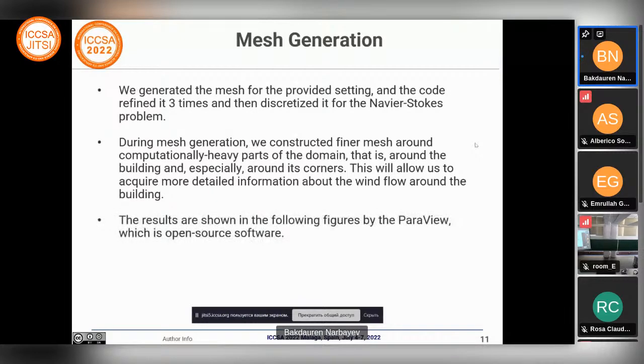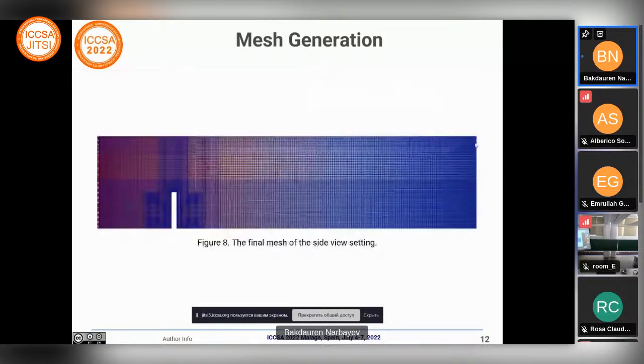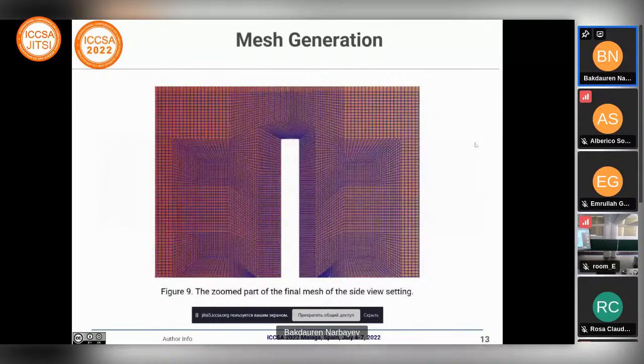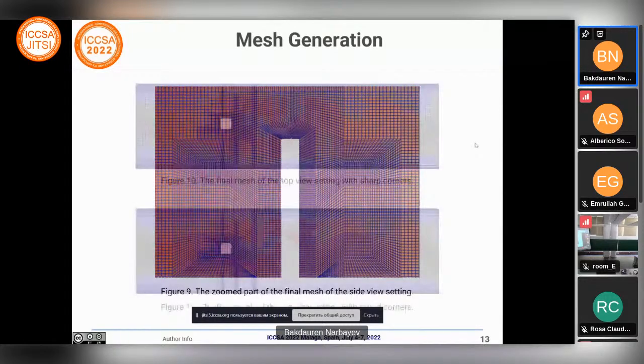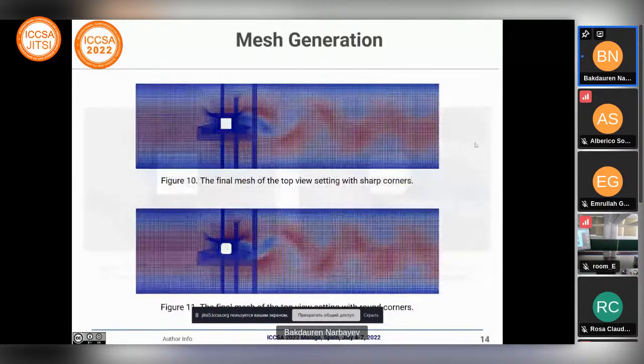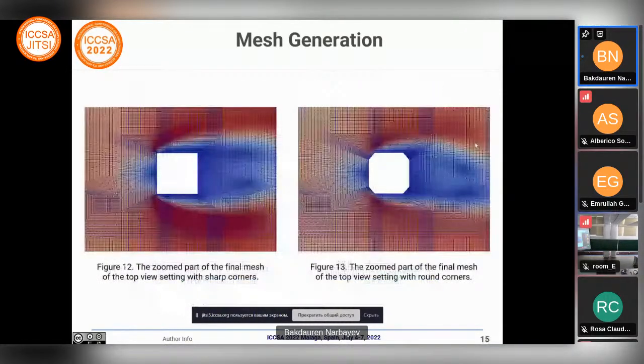So the results are here. Here is the final mesh of the side view setting. If we zoom out a little bit, we can see the mesh around the building itself. We used finer mesh around the building and especially its corners. Now these are the final meshes for the top view and two different corner structures. And if we zoom in again, you can see that we have used finer mesh around corners.